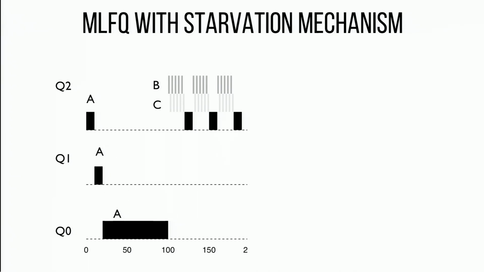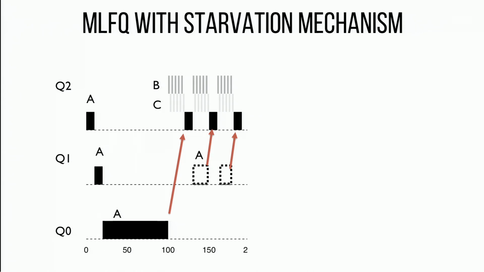But then this starvation mechanism kicks in and notices that job A hasn't been run for some amount of time. So maybe it boosted it up to Q1, maybe it boosted it up all the way to Q2. We'd have to specify the details there. But some starvation thing kicks in, and we raise its priority, and so then eventually it gets the full time slice.